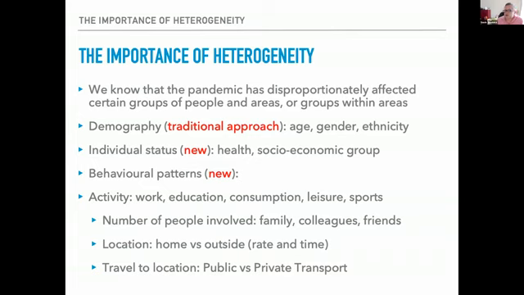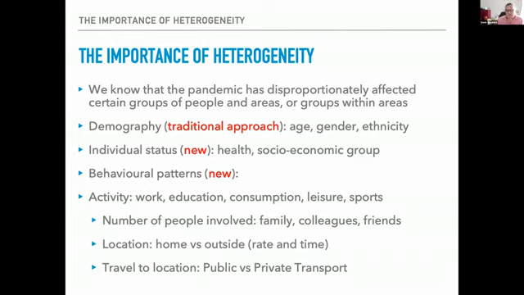Much more likely, for example, a simple example, is that children will spend time in school and adults will spend more time in supermarkets if they're unlucky. We do know the pandemic has disproportionately affected certain groups of people in areas, and groups within areas. So it's important to consider demography, a traditional approach of age, gender, ethnicity. All this information is available from the Spencer population, but also health and socioeconomic status and behavioural patterns.